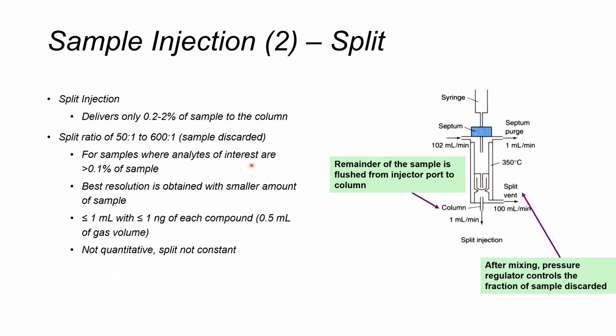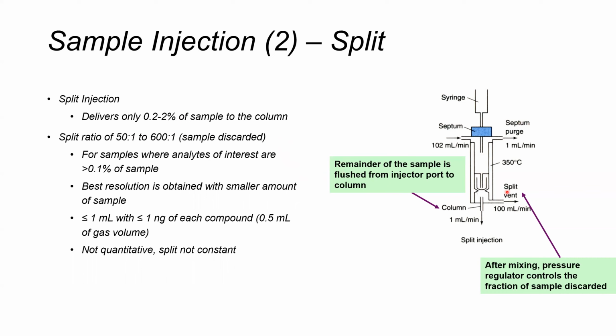This is for samples where analytes of interest are greater than 0.1% of the sample, so quite concentrated. The best resolution is obtained with smaller amounts of sample, less than 1 microliter with less than 1 nanogram of each compound. This gives around 0.5 milliliters of gas volume equivalent. This is not quantitative and the split is not constant. So split type injection is really useful only for qualitative analysis because it's hard to make sure that the split ratio is exactly the same every time.